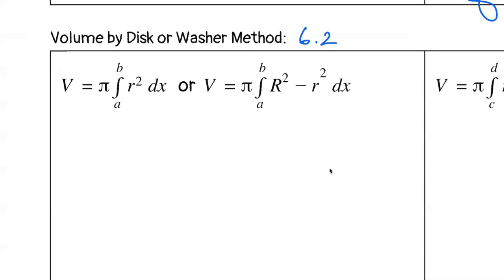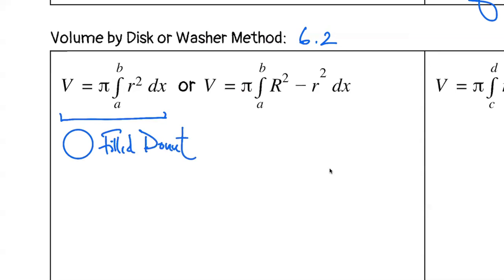And so when we think about these two equations, we might want to think about the fact that the first one is just a filled donut, right? There's no hole to subtract. And those purple lines will always touch the axis of revolution. Okay, so purple lines touch axis of revolution.